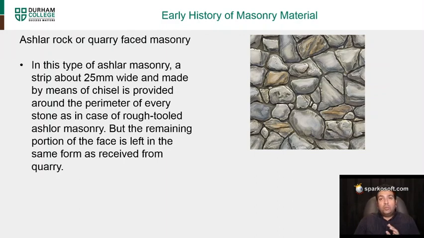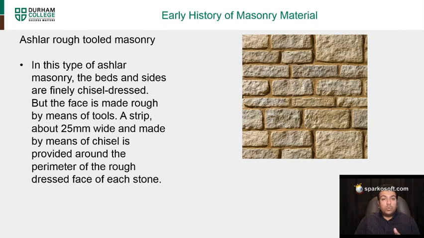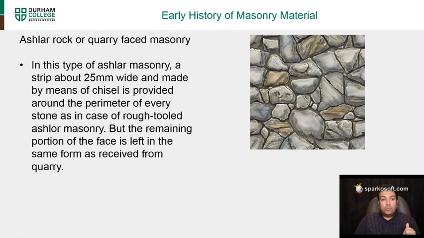So if you receive the rock from the quarry uneven, in the quarry face masonry, we just use it uneven. In the previous one, rough tooled masonry, we were even tooling the face so that it's the same. But when we're talking about quarry face masonry, the rock is as is brought from the quarry.